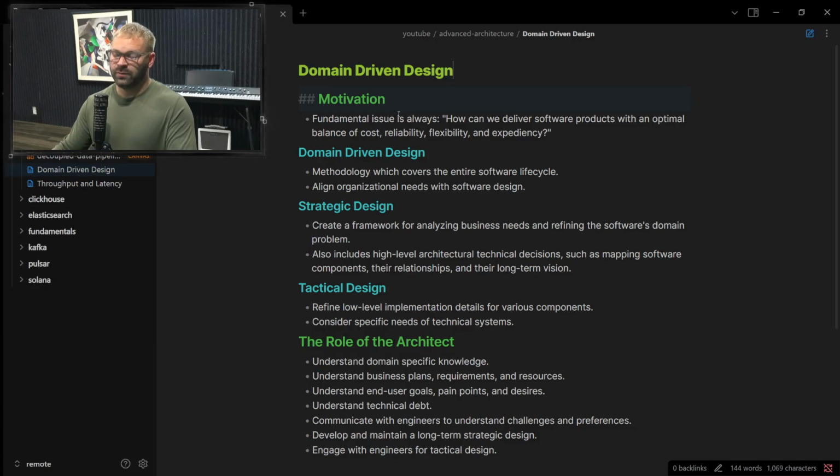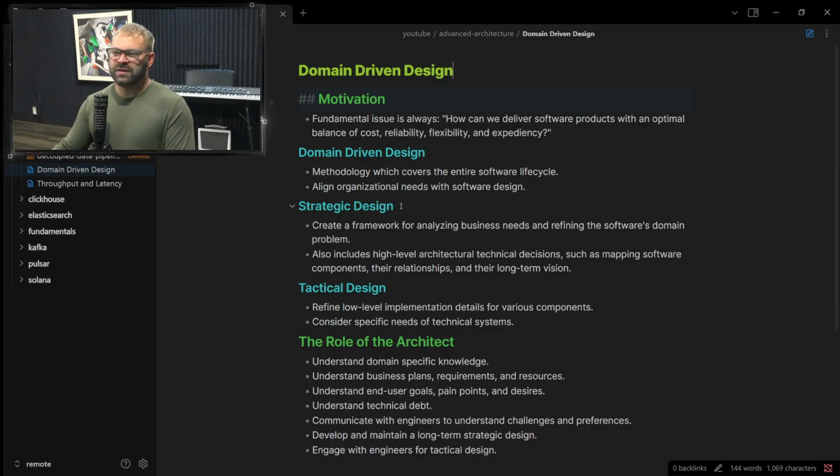The motivation for domain-driven design is how can we deliver software products with an optimal balance of cost, reliability, flexibility, and expediency of development. And this is a methodology which covers the entire software lifecycle. So we're not just talking about the business requirements. We're not just talking about which type of database we're going to use or what programming language. We're talking about the entire lifecycle, including who's going to work on it and all this kind of stuff. And so we're aligning the needs of the entire organization with the design of the software.